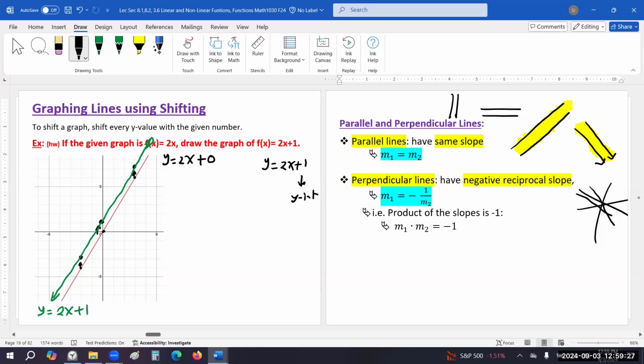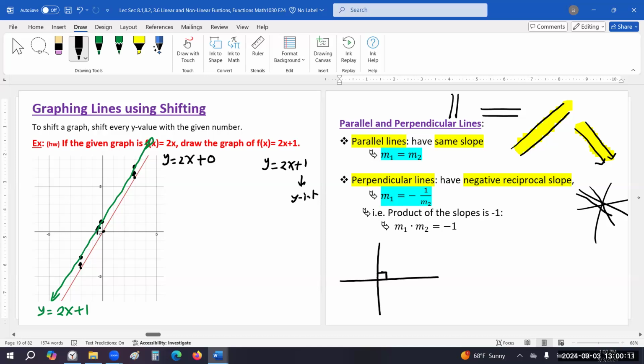The other type of lines are perpendicular line. Perpendicular line has two criteria. The first criteria is, the most important thing is, in order to guarantee that they will be perpendicular, we have to verify that they are intersecting with a 90-degree angle. If they don't intersect with a 90-degree angle, they are not perpendicular. They are just some other types of lines. Okay? So perpendicular means the intersection has to have 90 degrees.